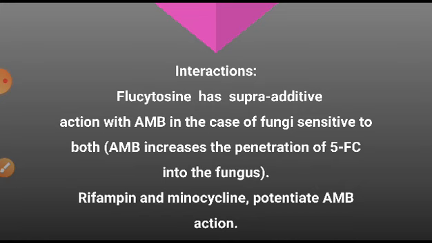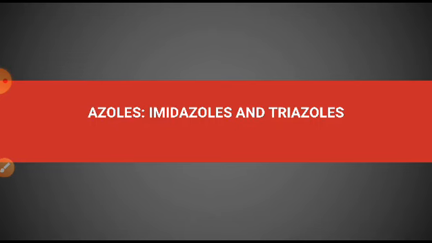Flucytosine has supraadditive action with AMB in the case of fungi sensitive to both. So if any fungus is sensitive to both, flucytosine can be combined with this drug to make a supraadditive combination. Rifampin and minocycline potentiate AMB action. So this was about amphotericin B. Now we'll talk about the second category of drugs, azoles. Here we'll discuss imidazoles and triazoles.